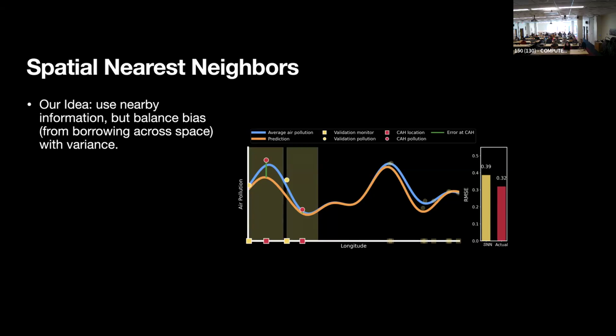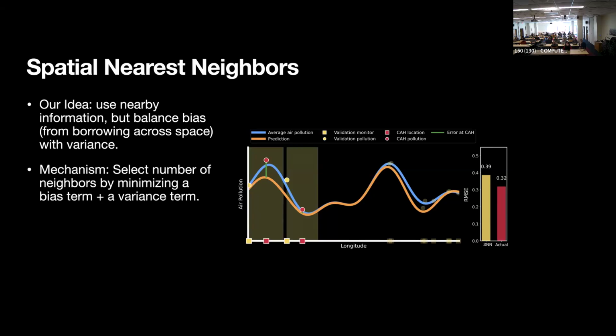You can imagine that at some point it's going to use 2 monitors, for example, next to each point, because the Lipschitz assumption is going to control the amount of bias you would introduce by doing that. And then eventually it's going to use more and more of these monitors. So it's going to average over a lot of monitors, but in a small area near each of the points we care about. Mechanistically, we select a number of neighbors. We still use this nearest neighbor approach, but we select the number of neighbors by minimizing a bias term plus a variance term to balance this trade-off.